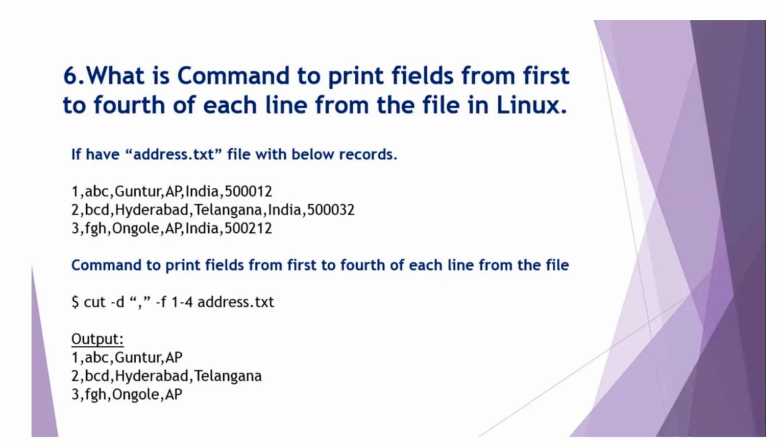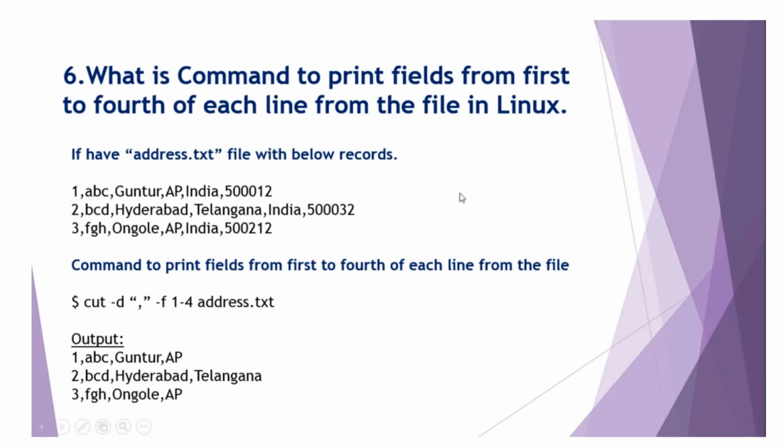The sixth question is, what is the command to print fields from first to fourth of each line from a file in Linux? So I have one file with the name address.txt. It has 3 records and every field is separated with a comma. So it is a comma delimited file, and all records have 6 fields, but I don't want all the fields, I just need the first 4 fields. So I just need till state.